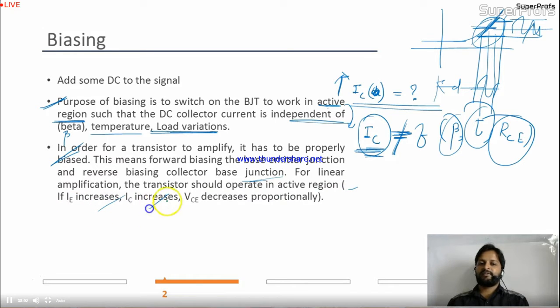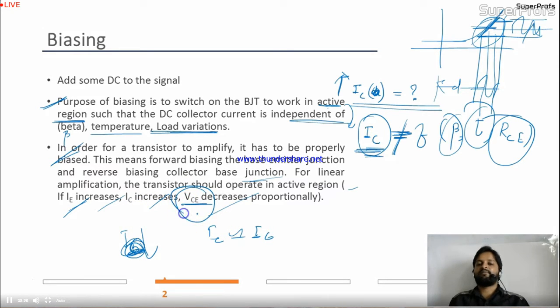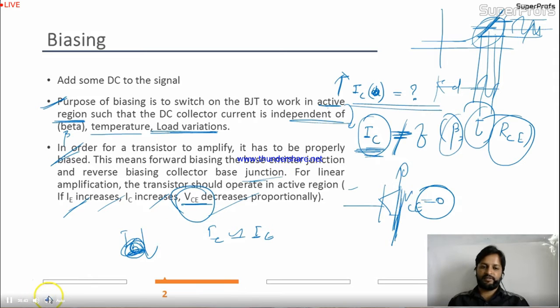If IE increases, IC increases, VCE decreases. Forget about this, see what they are saying. IE increases. We know that IC and IE are nearly equal to each other. If IE increases, IC will increase definitely. And when IC increases, VCE will decrease. Here is the VCE. When VCE is decreasing, it means IC increases. Is it okay? At VCE equal to 0 only, we are getting max current, that is the saturation.